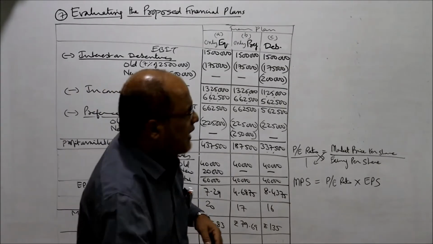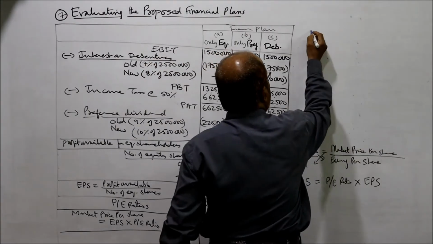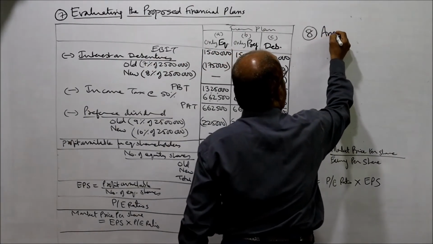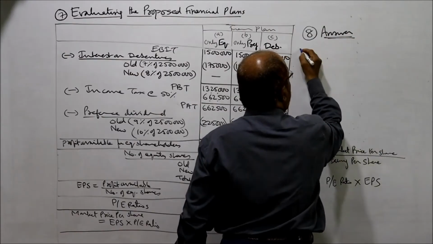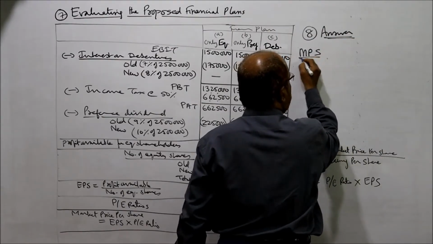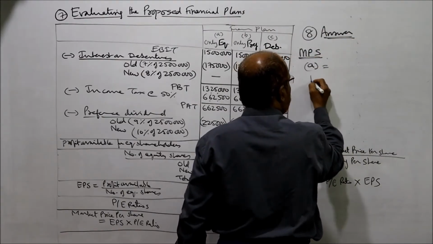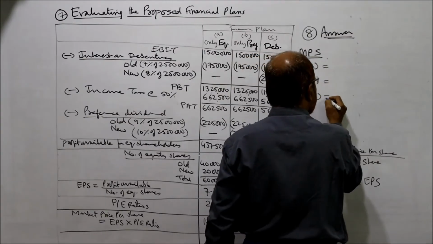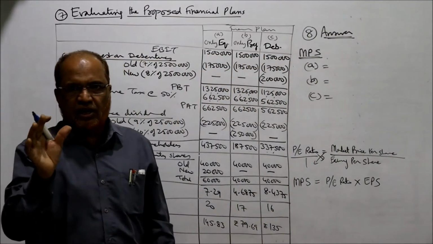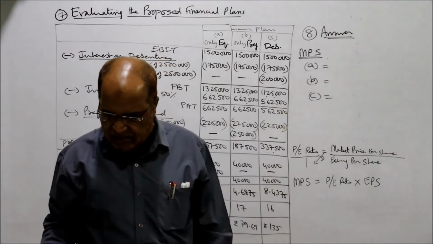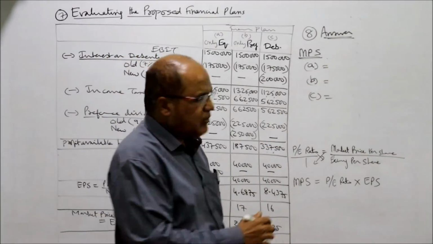Eighth problem, answer. I am writing out on the board the MPS for A, B and C. Copy down this answer of the eighth problem. If you do it correctly, you will get this answer: rupees 124.